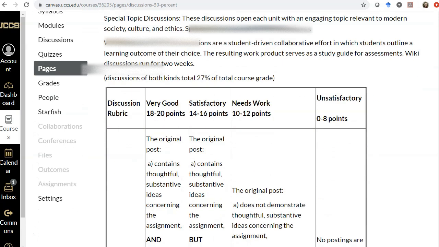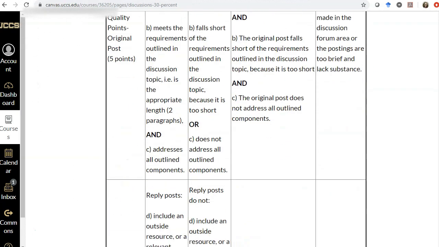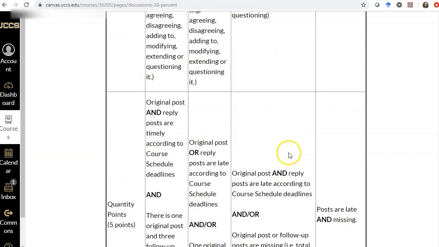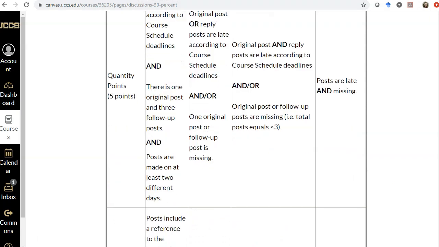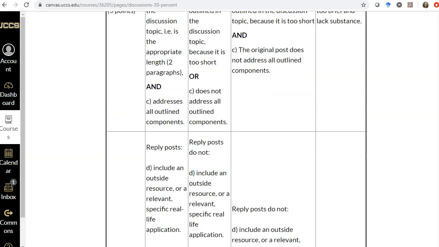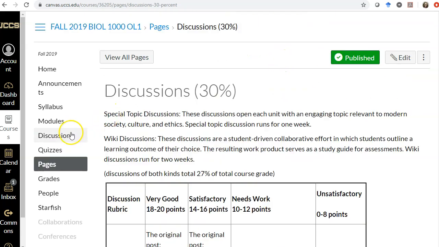So if you click here on the rubric, what I'm specifically saying is that right here you need to have 1 original post and 3 follow-up posts, okay? And we've missed those deadlines, but it's a 2-point deduction per deadline missed and a 0 or 3 points lost if you miss a post. So go ahead and do that while you're studying.